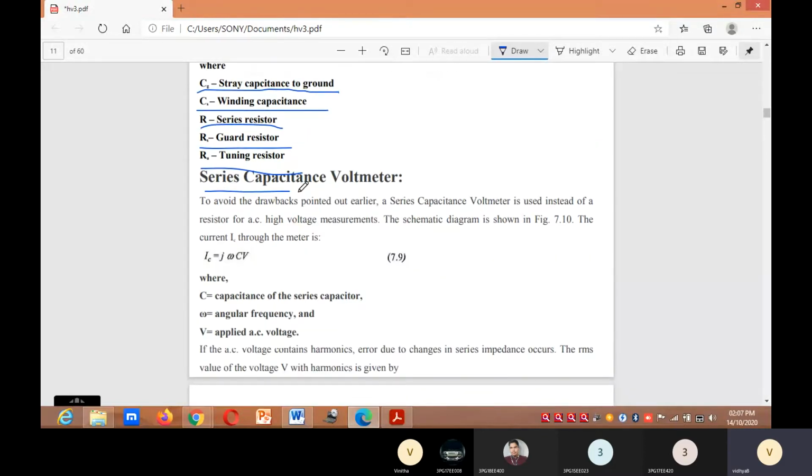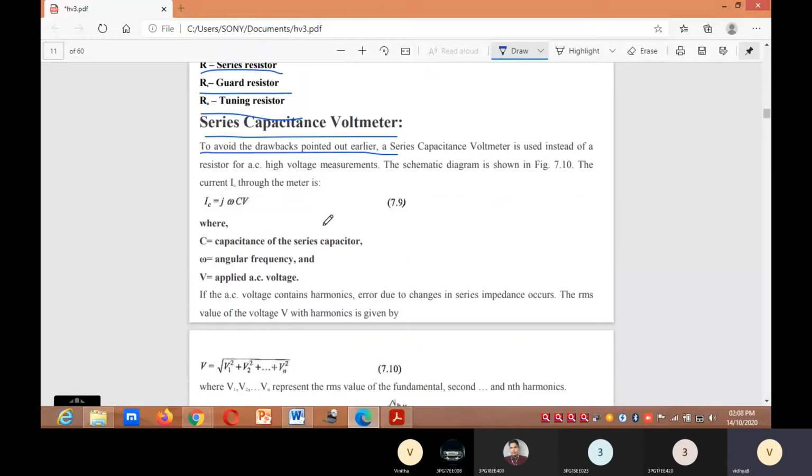Next topic is the series capacitance voltmeter. To avoid the drawbacks pointed out earlier, a series capacitance voltmeter is used instead of a resistor. Instead of a resistor, we can use a series capacitance for AC high voltage measurements.